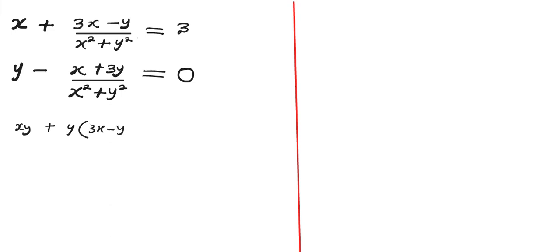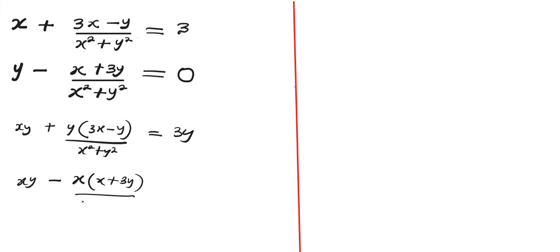So if we multiply the first equation by y, we are going to have xy plus y(3x minus y) all over x squared plus y squared equals 3y, okay? And we are going to multiply this second equation by x. So we are going to have xy as well minus x(x plus 3y) divided by x squared plus y squared equals x times 0, which is 0, okay?